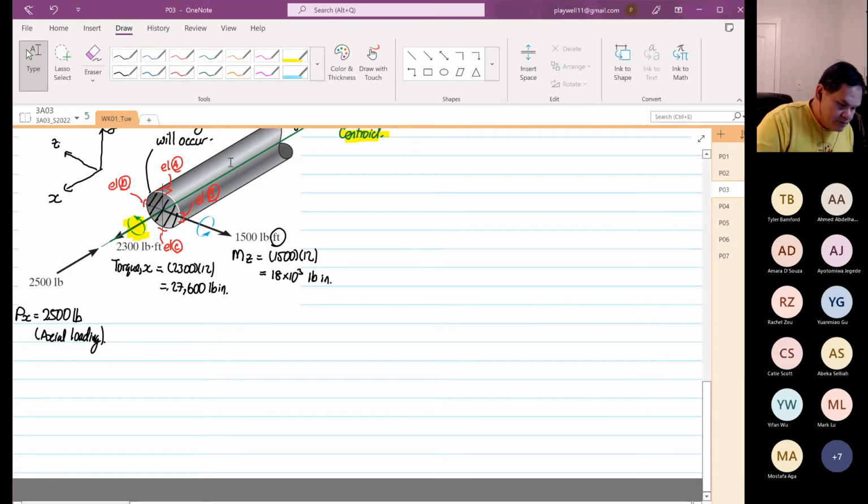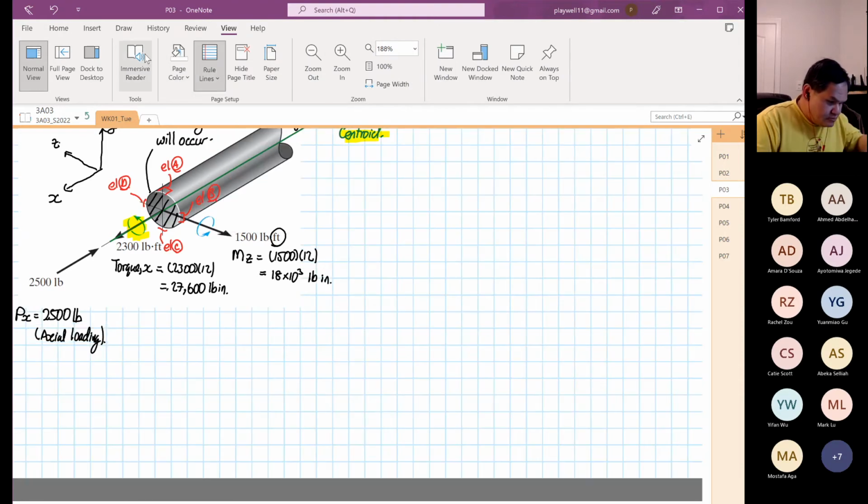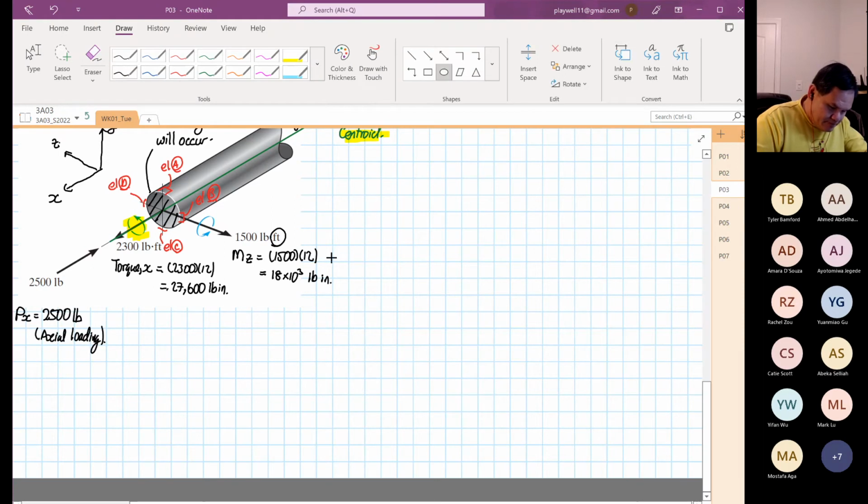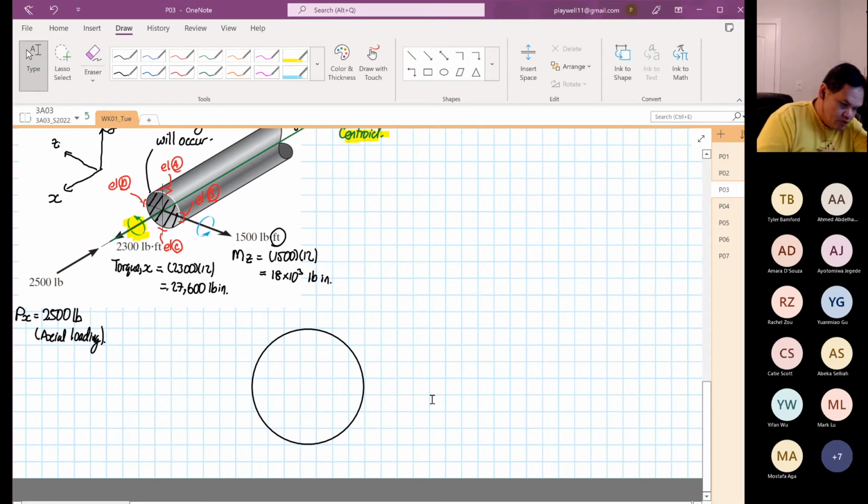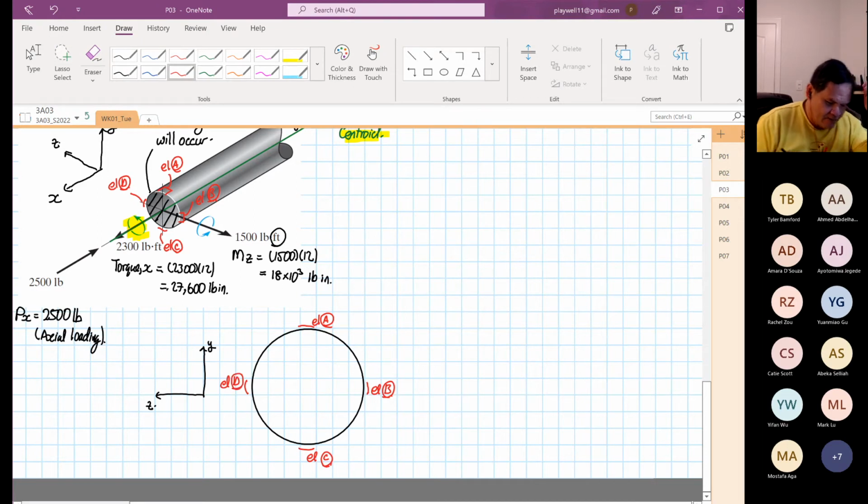So we are going to have, I'm going to draw the shaft. Okay. So this is our shaft. And I'm going to draw our transformation. So we know that this is our Y. We know that this is our Z, right? Then we are going to position our elements. So this is our element A, then we have our element B, element C, and then we have our element D. Okay, element A, B, C, D.